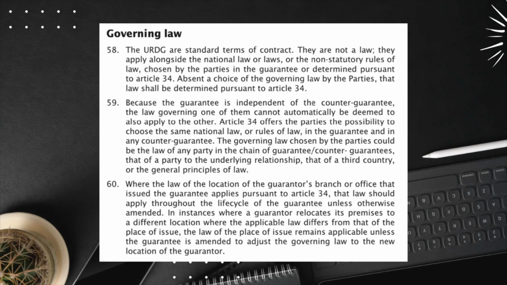Rules 58 to 64 tackle governing law and jurisdiction. The URDG rules are standard terms, not laws. Choose governing laws explicitly in the guarantee to avoid disputes. Similarly, jurisdiction should be clear and consistent throughout the life cycle of the guarantee, whether the court or arbitration system exists.